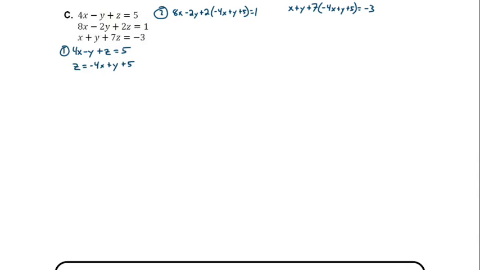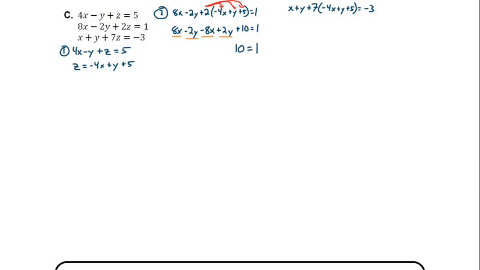So I'm going to distribute and combine my terms. So, I got 8x minus 2y. 2 times negative 4 is negative 8, so negative 8x. 2 times y is 2y, so plus 2y. Plus 5. Oh, 2 times 5, I'm sorry, not 5. Plus 10 equals 1. Now, the fun thing about this, 8x minus 8x, those cancel out. Negative 2y plus 2y, those cancel out. And in this case, we're left with 10 equals 1.